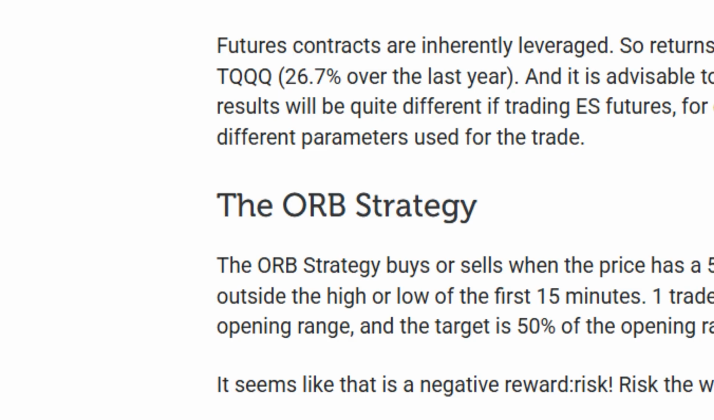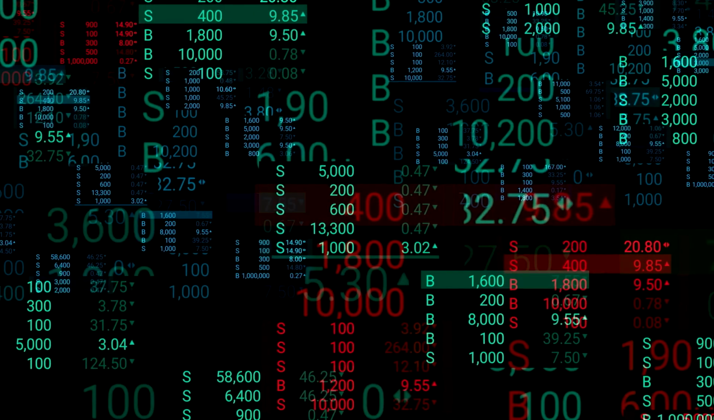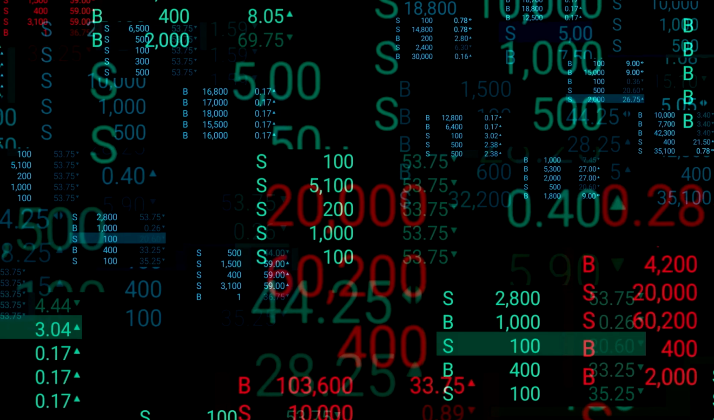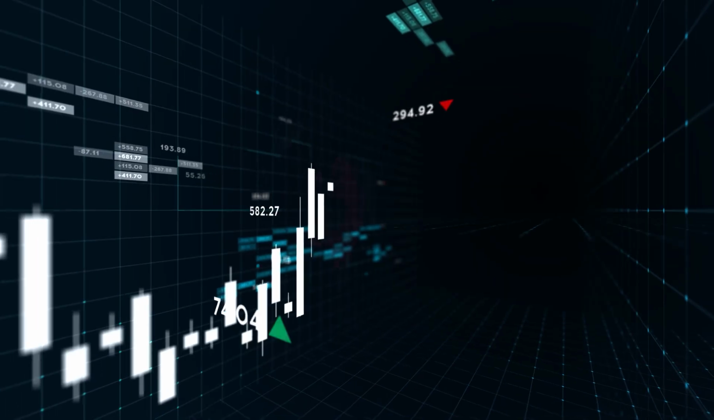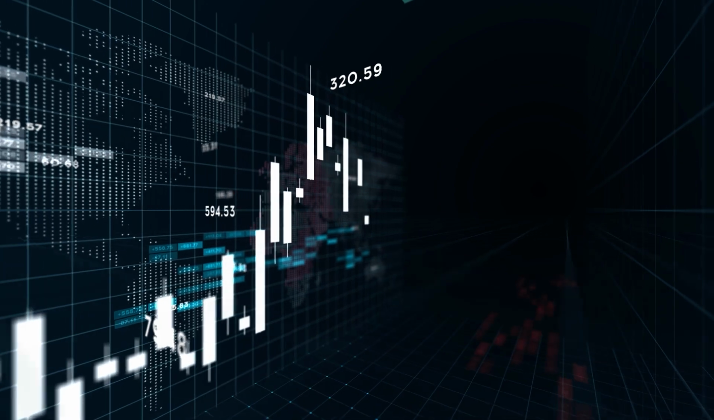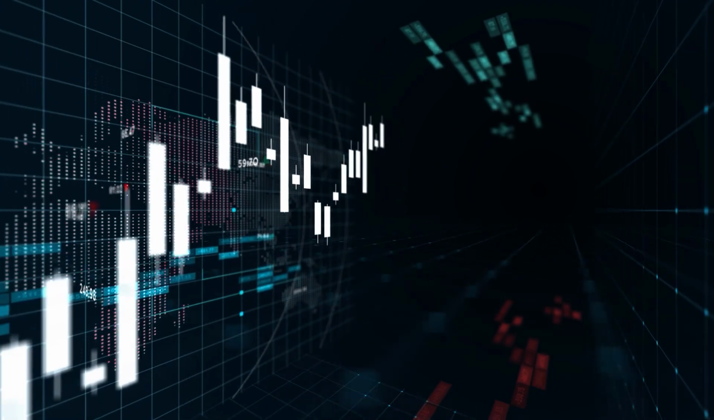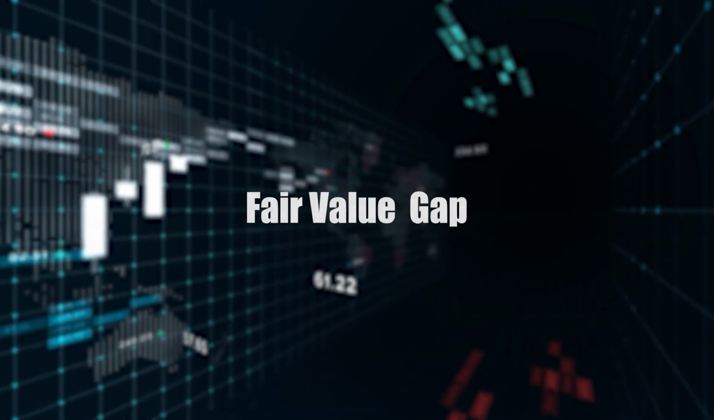Markets, efficiency is an illusion. Behind every clean trend line, behind every predictable chart pattern, there's an underlying chaos, a battle where institutional algorithms leave behind an undeniable footprint. When the big players step in, they don't slide in quietly. They crash through the doors, they leave behind a vacuum, a massive structural imbalance, a fair value gap.